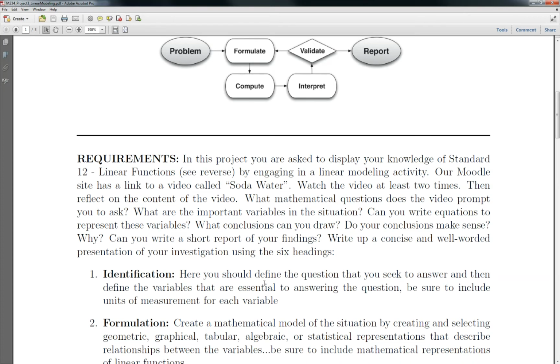Identification. So the first thing I want you to do is define the question you seek to answer, and then define the variables that are essential to answering the question. Be sure to include the units of measurement for each variable.